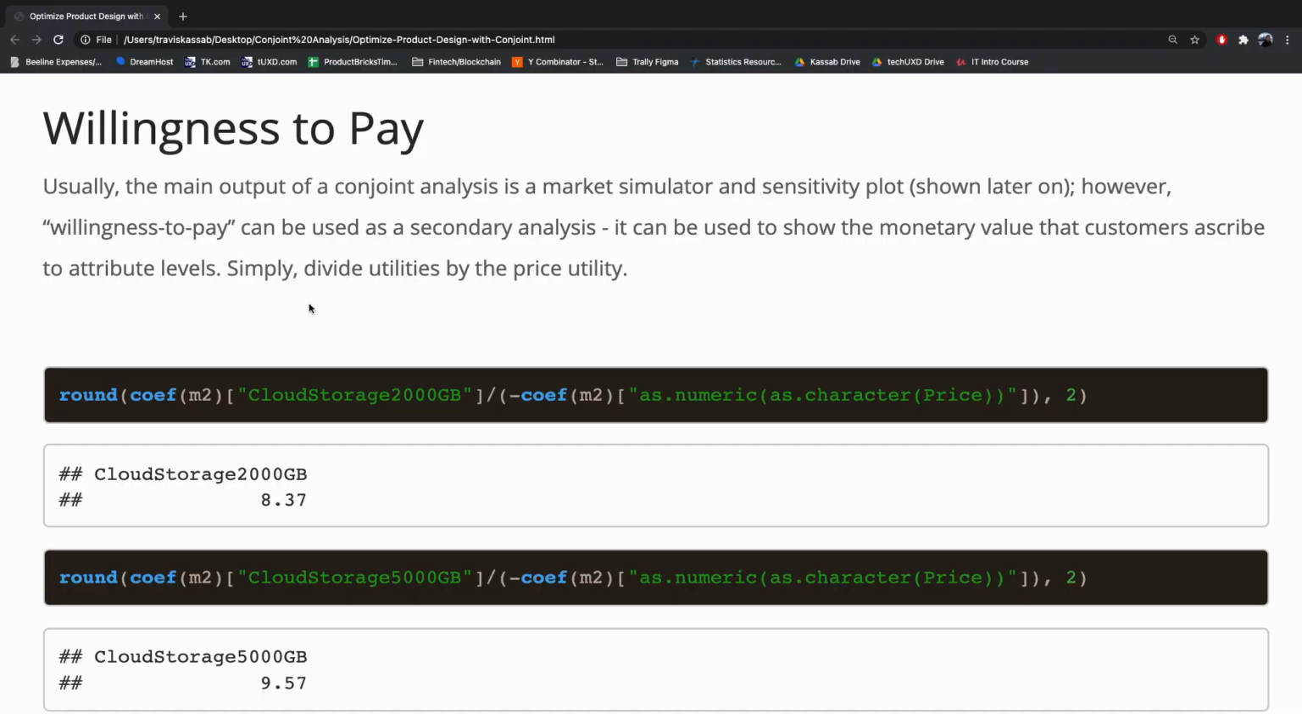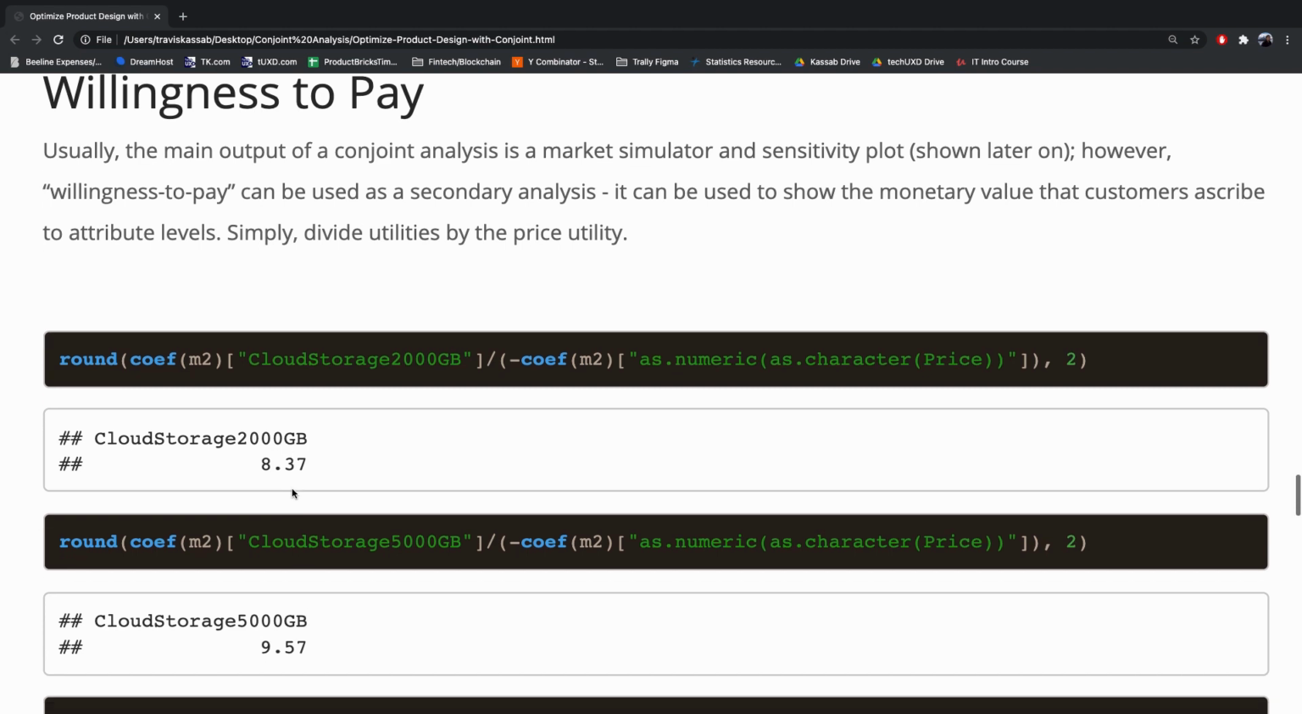So, report it with some caution and think through whether these results are intuitive. But now that we have an importance score for each feature level, we can integrate the price utility in with the other utilities, by dividing it. And now we can give a monetary value, or a proxy for it, for each feature level.